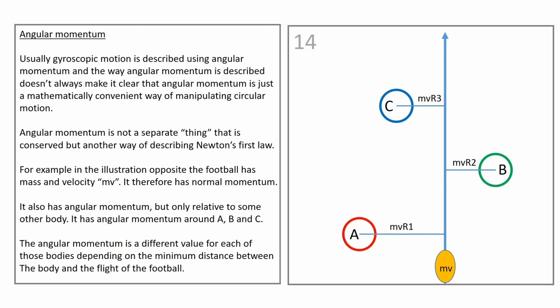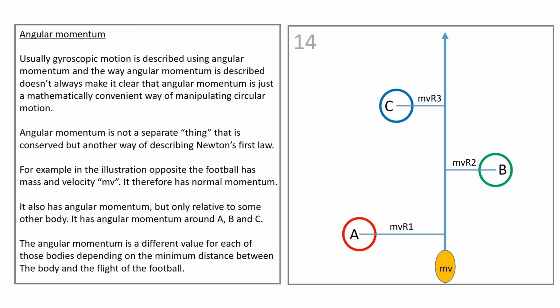Now we'll take a look at angular momentum, because that's usually the way gyroscopes are explained. Angular momentum is just a construct to make certain situations easier to work out. Angular momentum is really just regular momentum, but usually defined when something is moving in a circular path. However, a football traveling in a straight line between 3 catchers has angular momentum relative to each of the catchers.